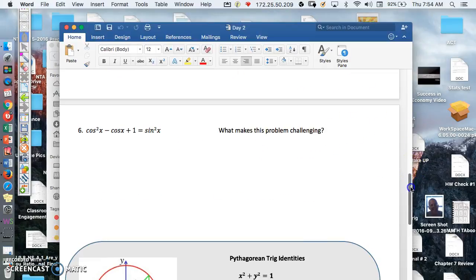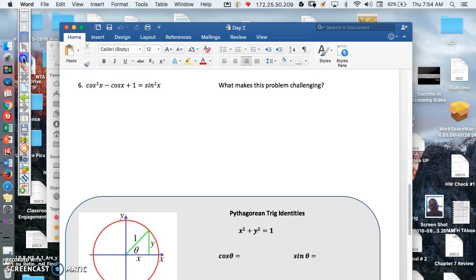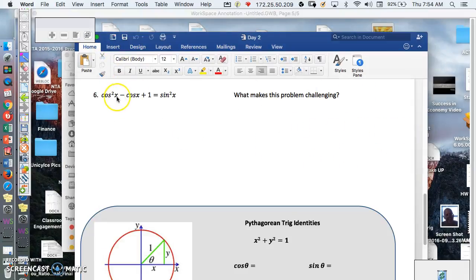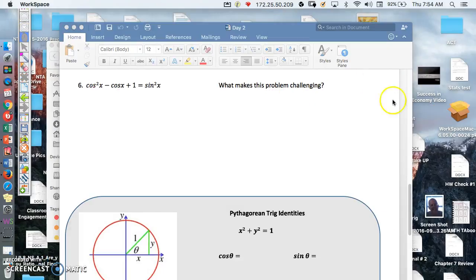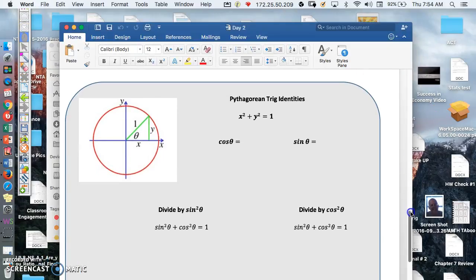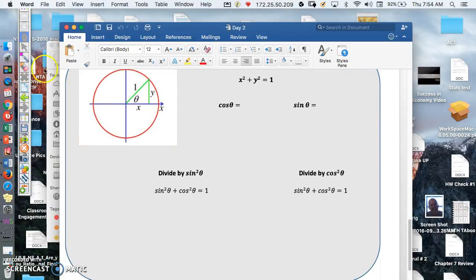Now let's flip to the back page here. Well, let's see this one. Well, we can't factor it, and I have a sine and cosine. So it's because we have that sine squared and cosine squared there. So what we're going to do here is we're going to take a look at something called the Pythagorean identity.